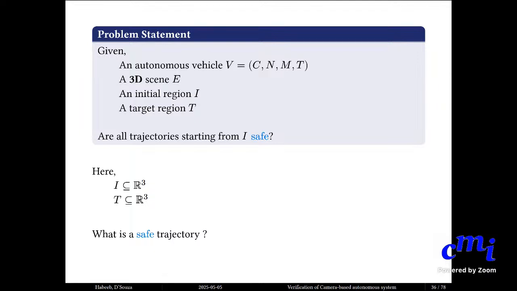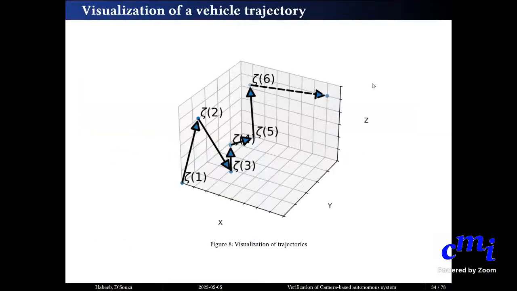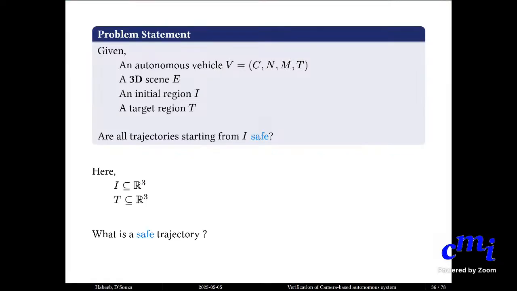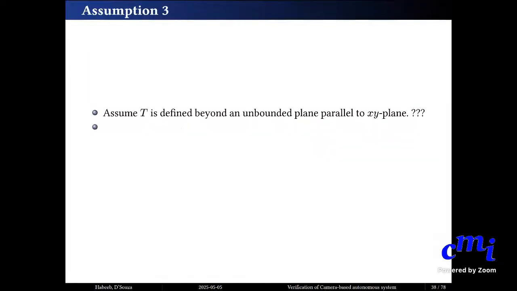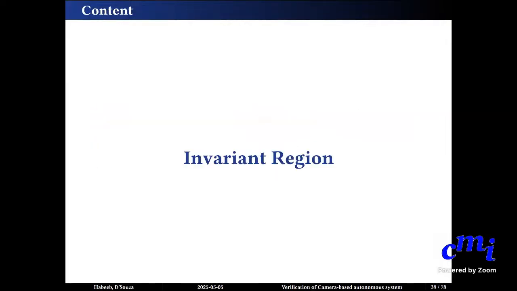What does hitting an object mean? Okay, show the trajectory. So this is a trajectory. If there exists some triangle which this line intersects, then that's unsafe. In the 3D scene, if it's in that 3D position, if there is a triangle, then you have hit it. Okay, got it. Proceed. So this is my problem statement, these are the assumptions. Now invariant region.